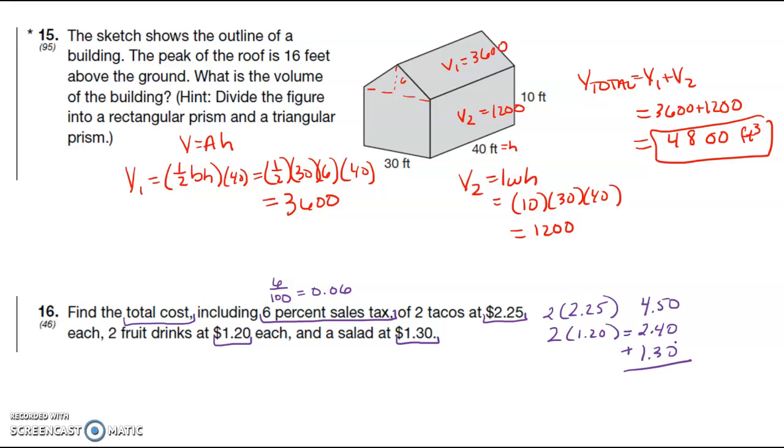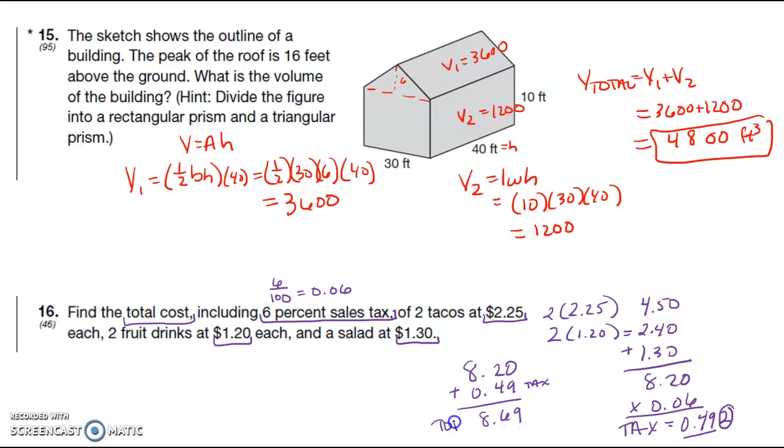Plus $1.30 is $8.20. And then I'm going to multiply by 0.06 to get my tax. I'm sorry, 0.06. So my tax is 0.492, but I can't pay a fraction of a cent of tax, so we're going to round it to 0.49. So I have 8.20 as my total before tax plus 0.49, which is my tax, and that gives me my total: 8.69.